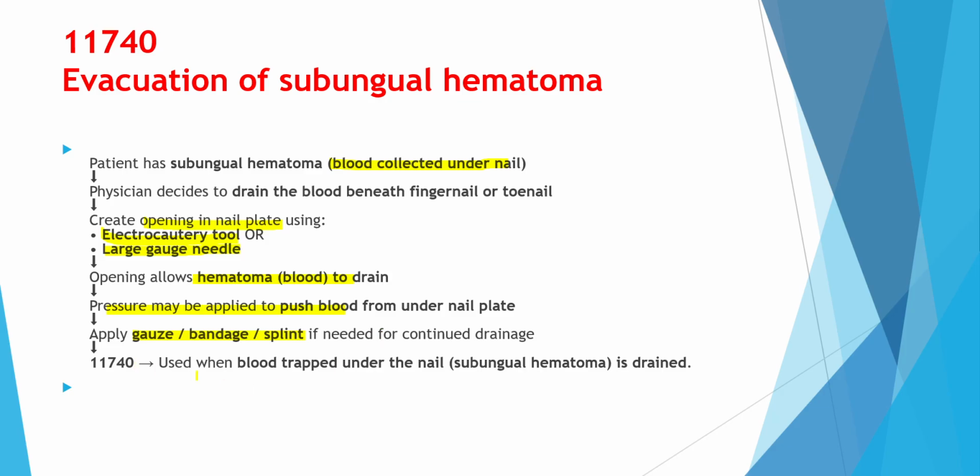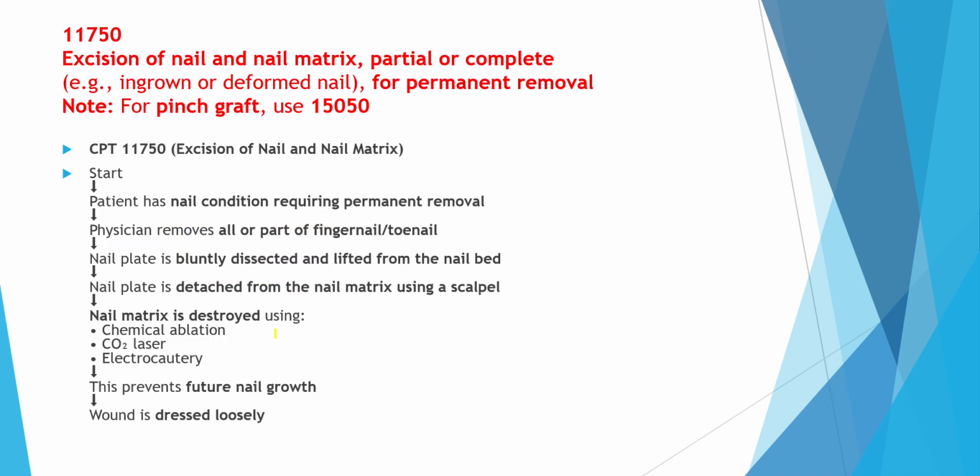Okay. So whenever the blood is trapped under the nail and the physician is performing drainage of that subungual hematoma, you need to report CPT code 11740. Okay. Hope you understand. Next, we have 11750. What is 11750? It is for excision of nail and nail matrix. It can be partial or complete.